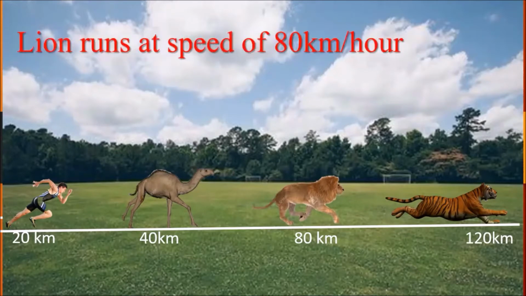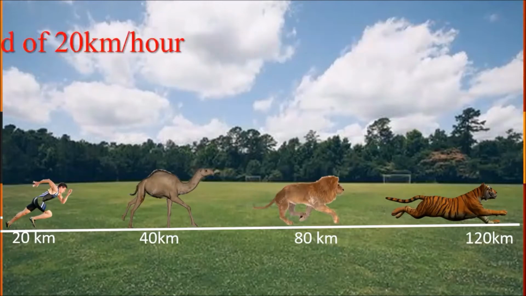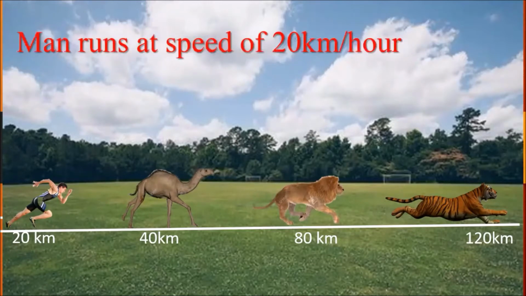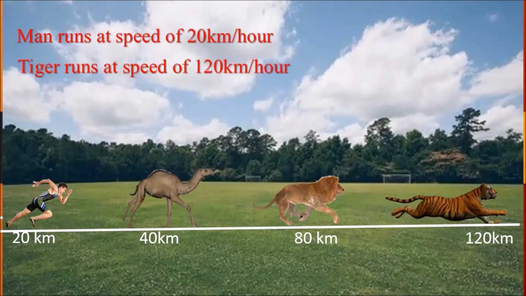Lion runs at a speed of 80 km per hour. So in 1 hour it will cover 80 km. And camel runs at a speed of 40 km per hour. So in 1 hour it has reached 40 km. And what about man? Here the slowest. So he has reached 20 km. So man runs at a speed of 20 km per hour. Tiger runs at a speed of 120 km per hour.